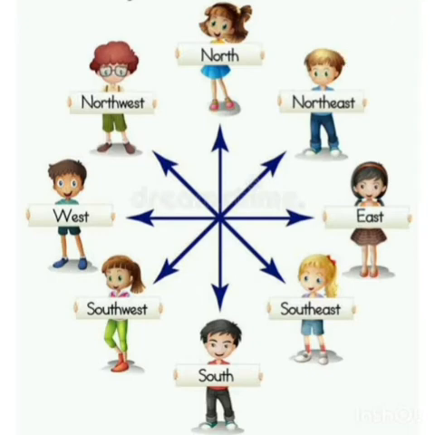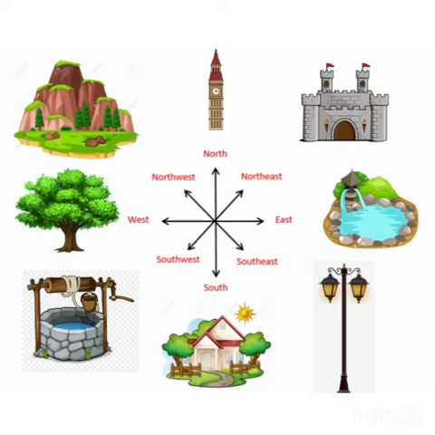The direction between east and south is southeast. The direction between south and west is southwest. And the direction between north and west is northwest. So the fort is in the northeast direction. The street lamp is in the southeast direction. The well is in the southwest direction. And the mountains are in the northwest direction.